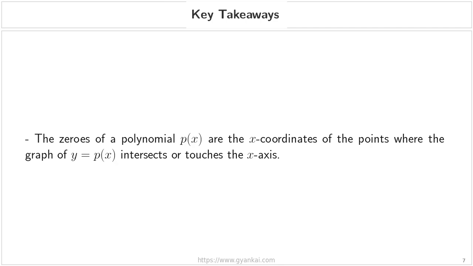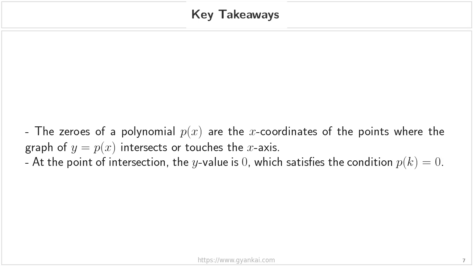Key takeaways. First, let's revisit our main definition. We have seen that the zeros of a polynomial, which we call p of x, are simply the x-coordinates of the specific points where the graph of y equals p of x meets the x-axis. This could mean the graph actually crosses through the axis, or it might just graze or touch the axis and then turn away. Either way, that x value is a 0.